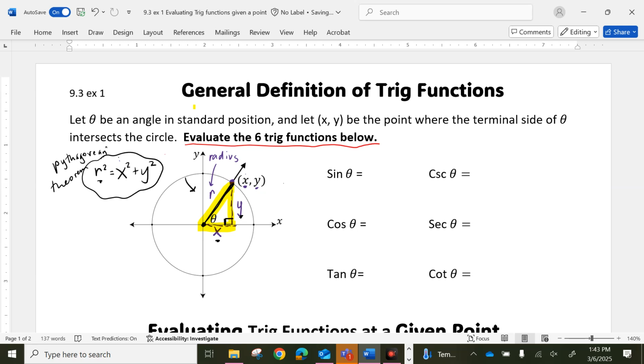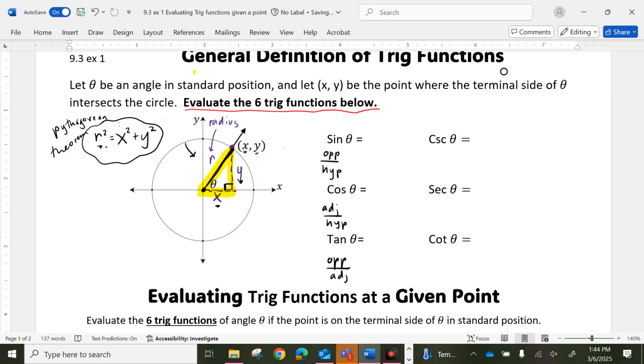Okay, so I have an r, an x, and a y. That's cool. What am I doing with this? Well, you're going to be finding sine, cos, tan, cosecant, secant, and cotangent. And the way you're going to do that is you are going to use the fact that, for example, sine is opposite over hypotenuse, cosine is adjacent over hypotenuse, and tangent is opposite over adjacent. I'm sure we all remember that, of course. If not, here it is.